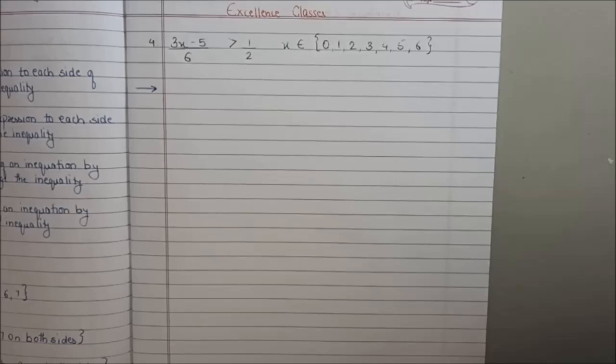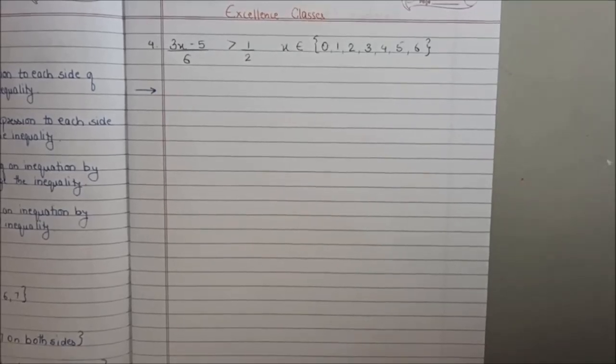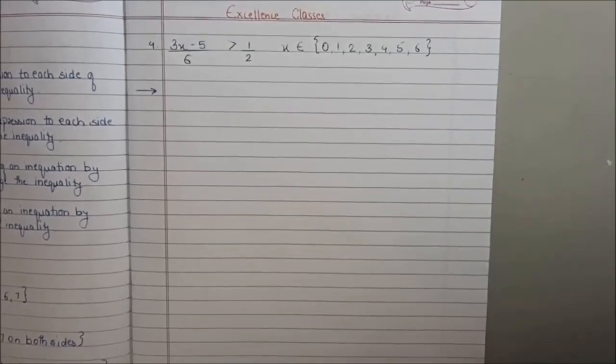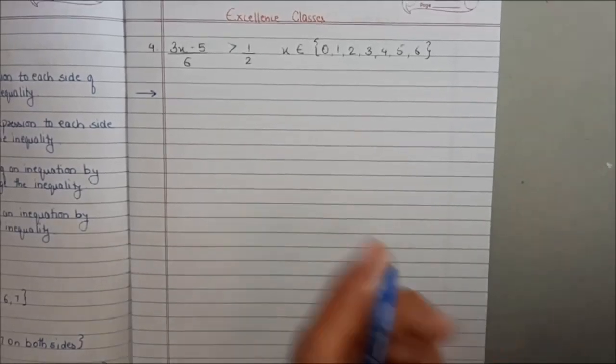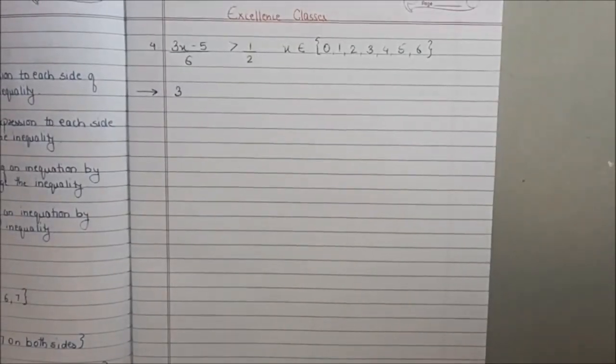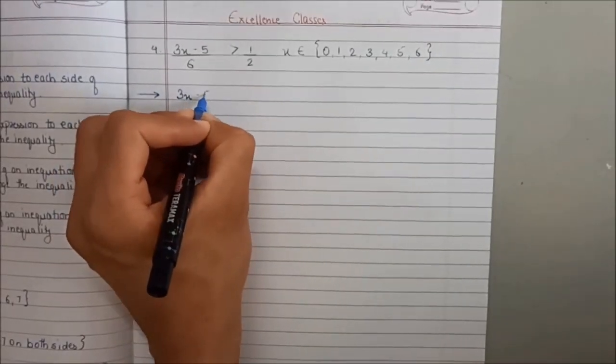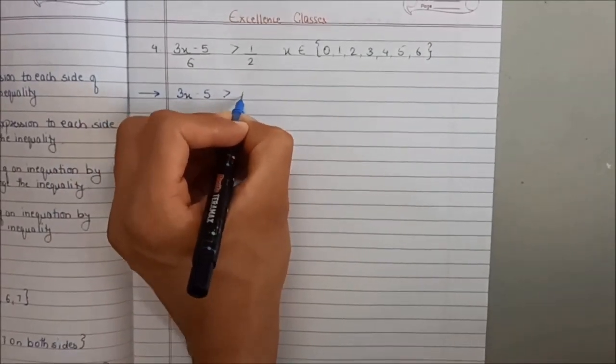That is (3x minus 5) upon 6 is greater than 1 upon 2 and x belongs to 0 to 6. So the first step that I need to do is I'll have to remove this 6, which is in the denominator. So in order to remove my 6, I'll have to multiply both sides by 6.